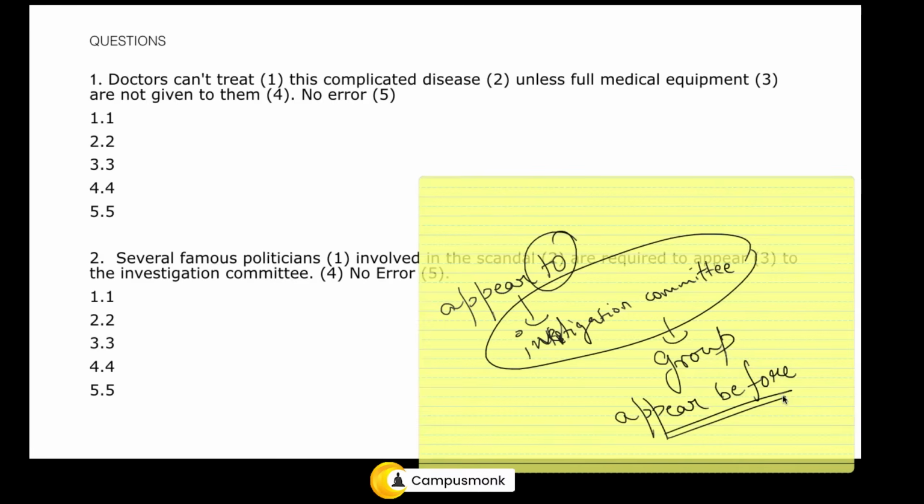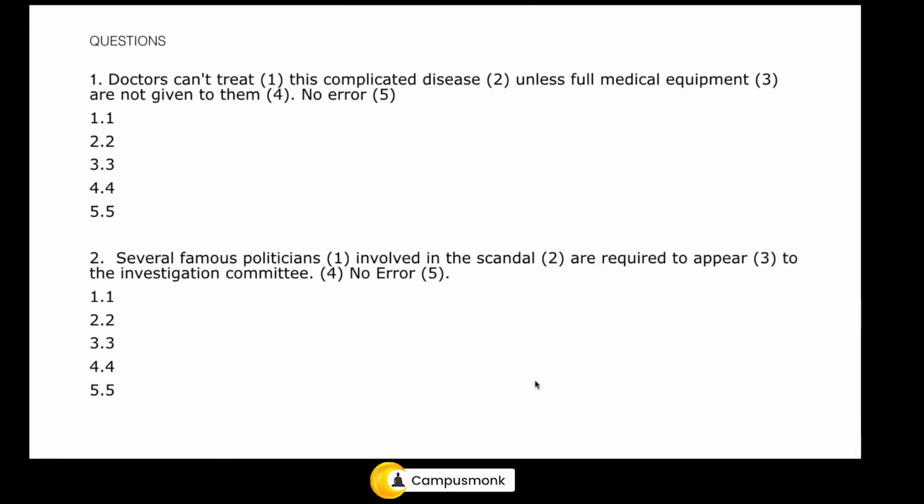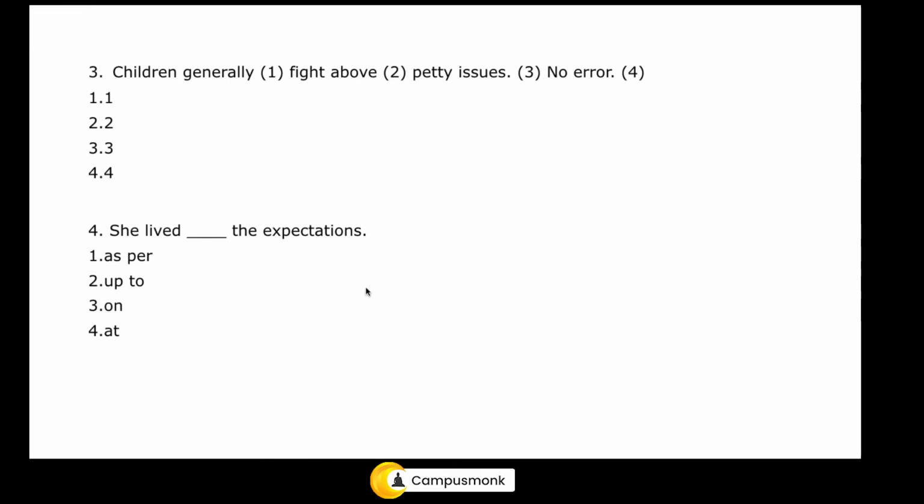Okay, so where is the error? The error is again in part 4, where it says "to the investigation committee." It will be "before the investigation committee." So what will be your final statement? Several famous politicians involved in the scandal are required to appear before the investigation committee. Okay, moving on. Again, I give you 15 seconds. Find the error in the statement.